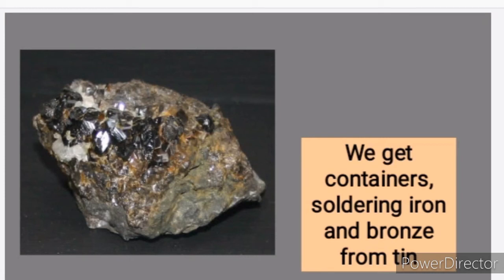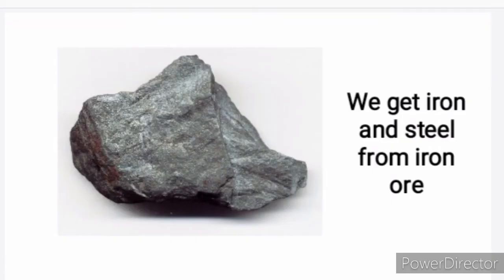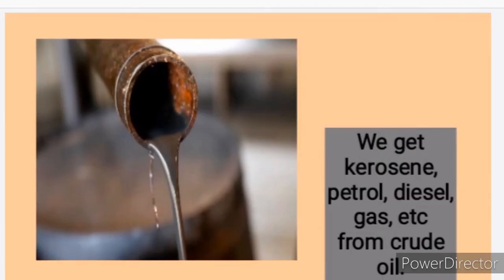This is tin. We get containers, soldering iron and bronze from tin. This is iron ore. We get iron and steel from iron ore. This is crude oil. We get kerosene, petrol, diesel, gas, and so many other things from crude oil.